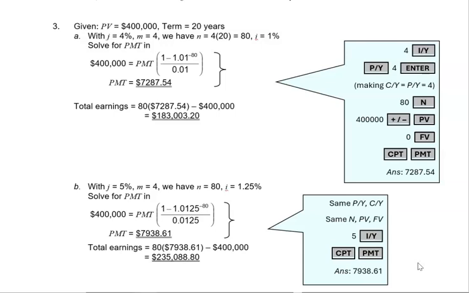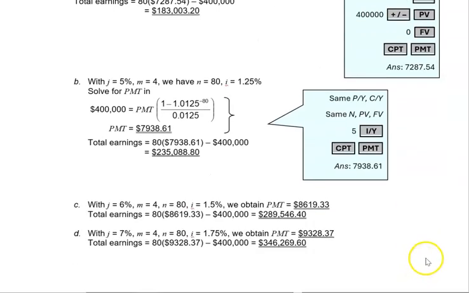Again, we want to find out how much the investment of the 400,000 has earned. You know that you received 80 payments of $7,938.61. So multiply that out, subtract off the original 400,000 that you invested, and your earnings on this investment was $235,088.80.